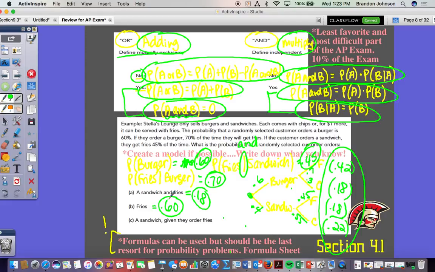Now the tough one is a sandwich given they order fries. Well, what are the ones that have given that they ordered fries? Well, the given was from the 0.6, right? So we're focusing just on the fries part, so that would be on the bottom there. So out of the 0.6 of all the fries, the probability of ordering a sandwich and fries would be 0.18. So 0.18 divided by 0.60, we get 0.30.